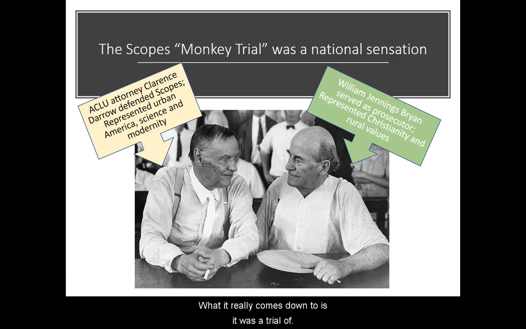What it really comes down to is it was a trial of traditional, fundamental Christian beliefs versus modernity and science and urban America. So they bring in two of the most prominent lawyers of the time. The first on the defense side is ACLU attorney Clarence Darrow. He's the guy that defends Scopes, trying to say that he was not doing anything wrong. He was not trying to push his beliefs on anybody. He was simply teaching what science is saying. And he represents the urban American science, modernity, new idea side of the trial.